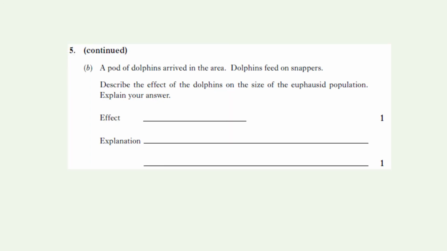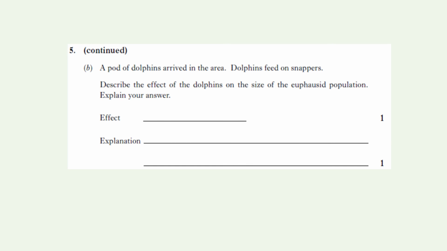The next question is, a pod of dolphins arrive and feed on the snapper. Describe the effects this will have on the euphausid population. So you need the effect, which will be either increase, decrease, or stay the same, and then you need an explanation. So pause the video and write down what you think this is before I go over the answer.